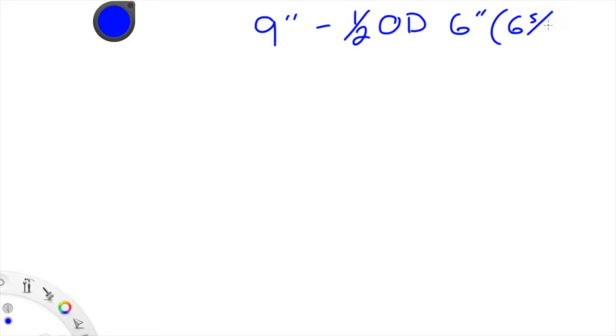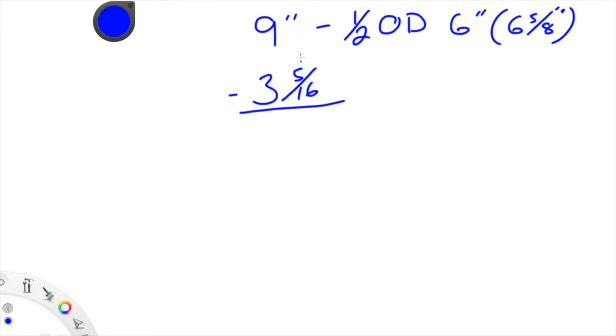So we have our takeoff or radius of 9 inches, and we've got to subtract half the OD of 6-inch pipe, which is 6 5/8 is the OD of 6-inch. Half of that is 3 5/16. So we've got to subtract those.